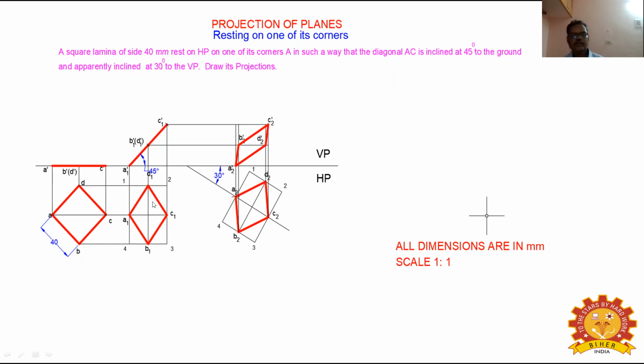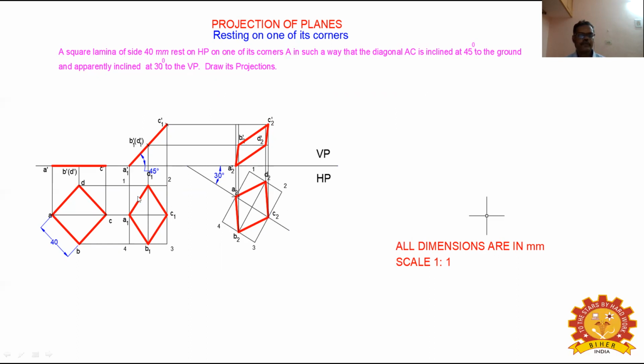This rhombus you have to transfer to 30 degree inclined to VP. Since AC is a diagonal that is apparently inclined 30 degree to VP, therefore the same AC I am keeping as inclined to VP. So mark a point AC in the 30 degree line. From A2 draw a perpendicular line to 1 and 4, and here also draw a perpendicular line to 2 and 3. Join 1, 2, 3, 4.